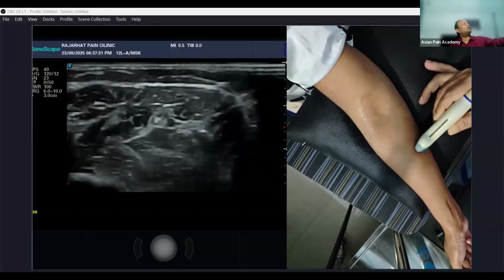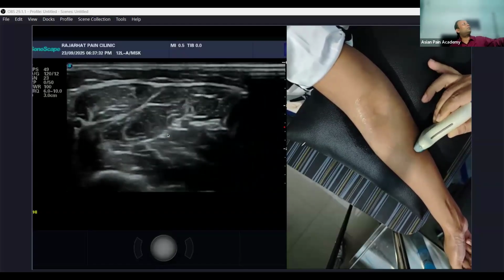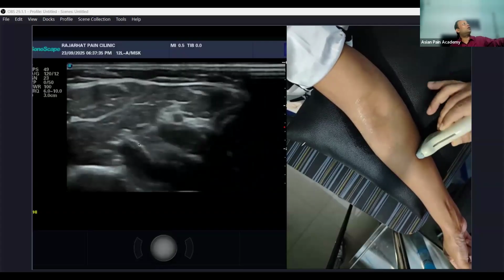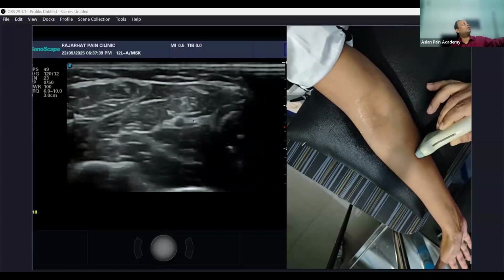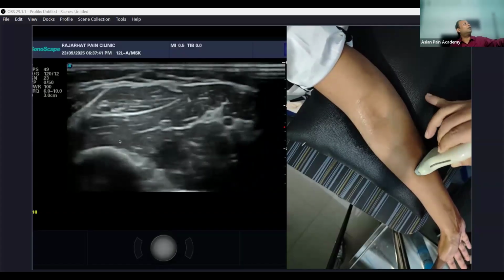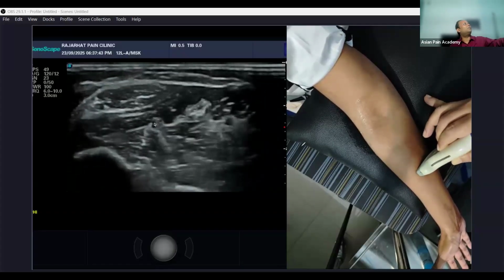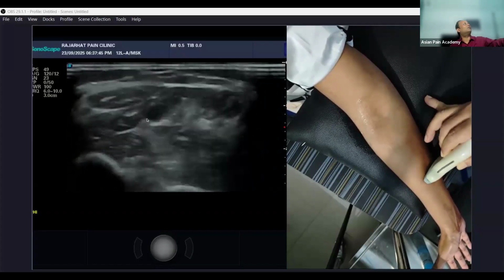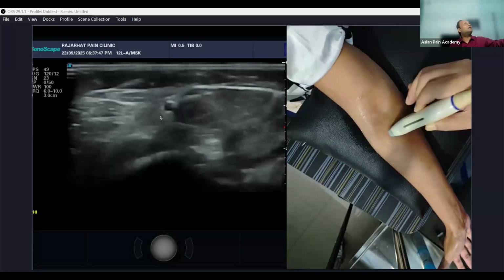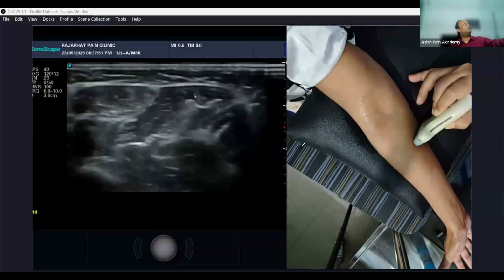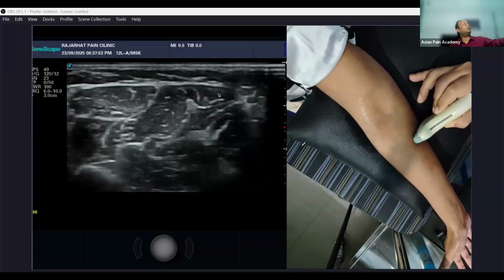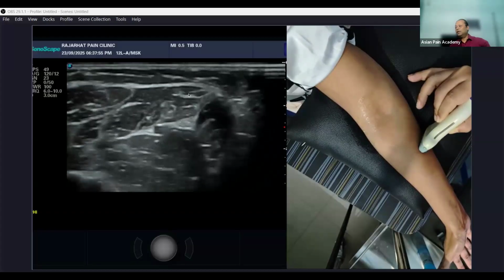Between superficialis and profundus, there is a plane. In this plane, you can see two nerves. One is your median nerve, one is your ulnar nerve. This is the ulnar nerve. Okay. And this side, of course, the median nerve will be there. So understand, locating the palmaris longus is very much necessary. So this is the palmaris longus.